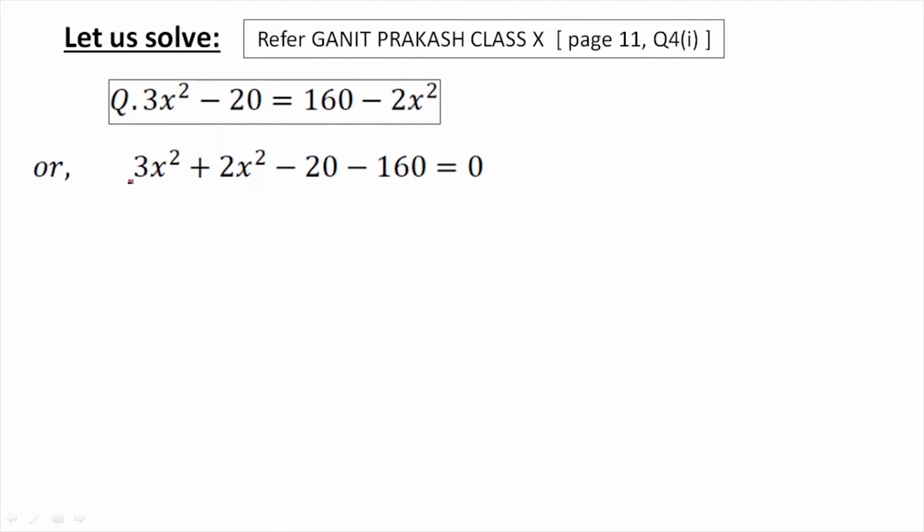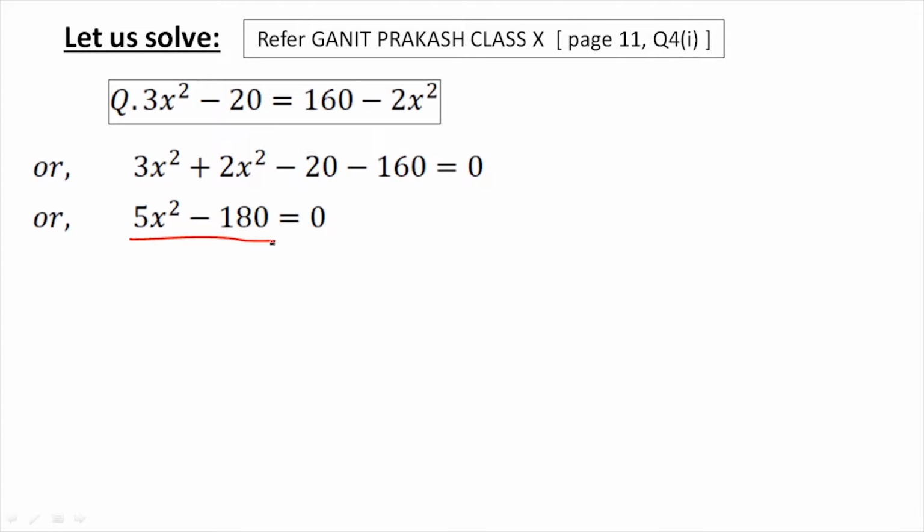Now you can add these terms. 3x square plus 2x square is equal to 5x square. And minus 20 and minus 160 both have the same sign, both are negative, so you need to add these two numbers, so it will become minus 180. So it gives us 5x square minus 180 equals 0.